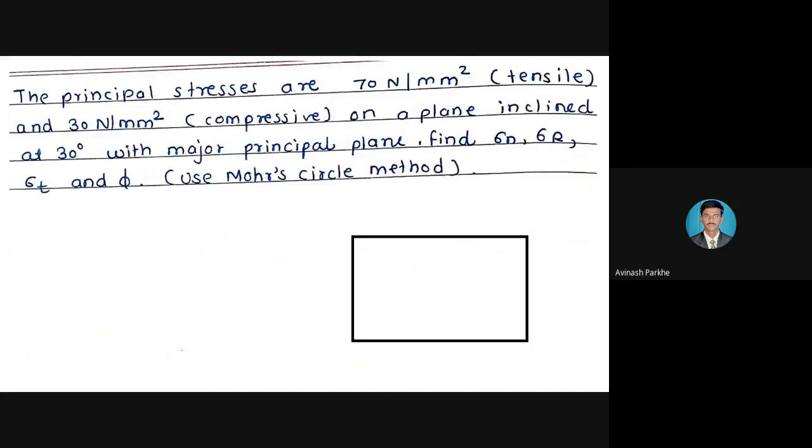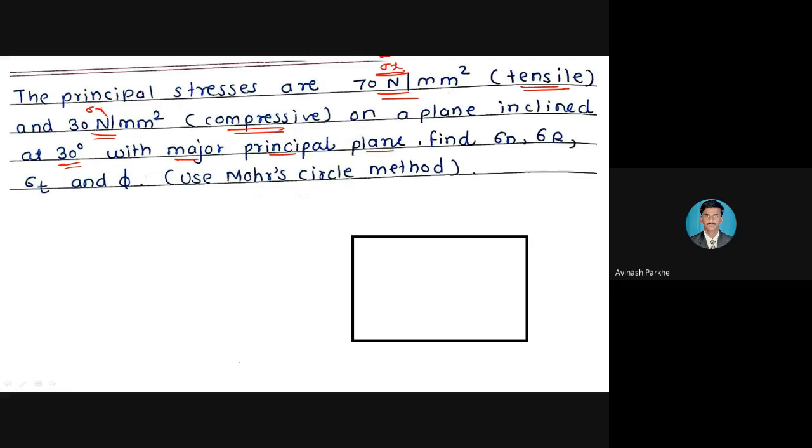Just read the statement carefully. The principal stresses are 100 Newton per mm square tensile and 30 Newton per mm square compressive. So the two principal stresses are there. Out of that, one is 100 Newton per mm square, which is tensile, meaning this is your sigma x value, and the 30 Newton per mm square is your sigma y, but it is compressive. On a plane inclined at 30 degrees with the major principal plane. Here they have not represented it.